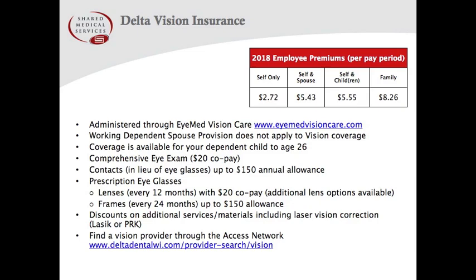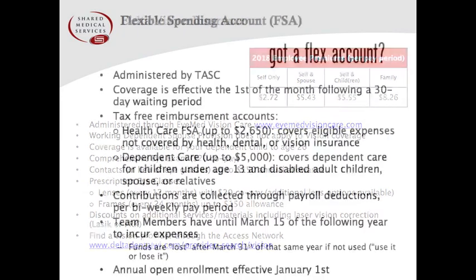The main thing to take away is that prescription eyeglasses and contact lenses cannot be purchased in the same year. Lenses for eyeglasses or contacts may be purchased every 12 months, and frames may be purchased every 24 months. The eligibility date of your next purchase is based on the date of your last purchase. These benefits do not reset after the new plan year begins.